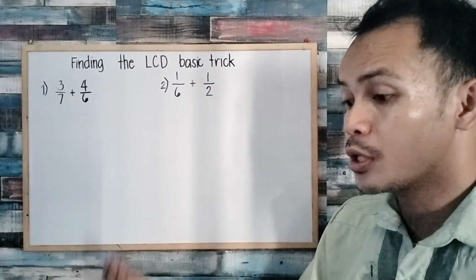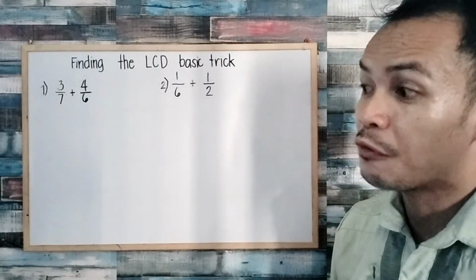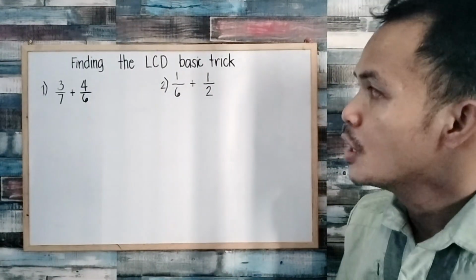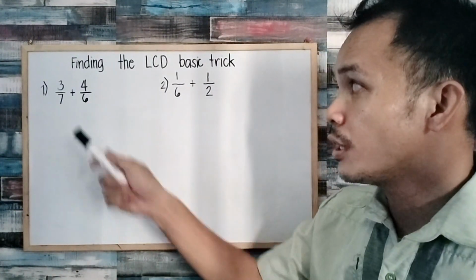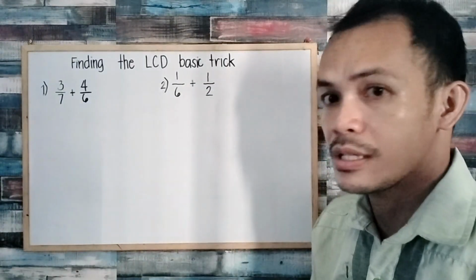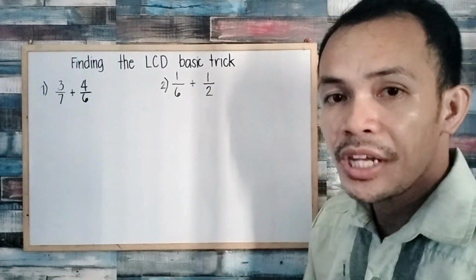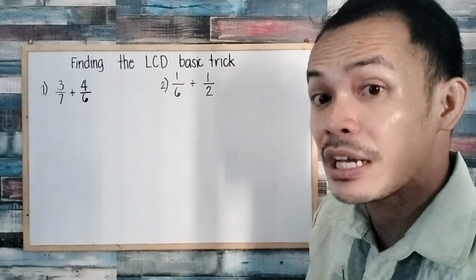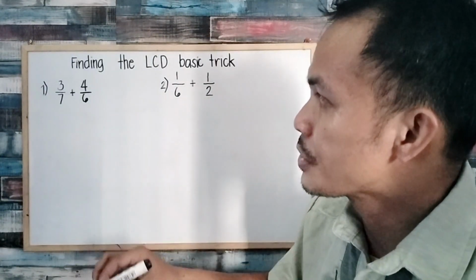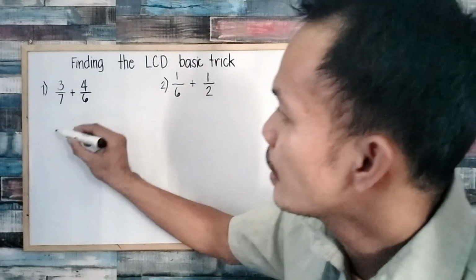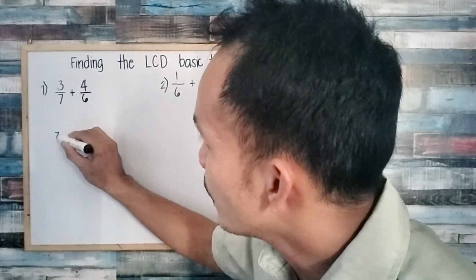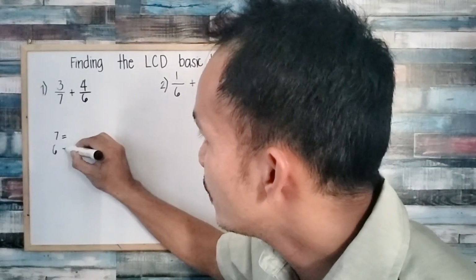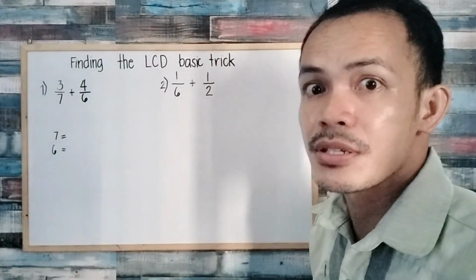All right, I'm going to show you first how to find the LCD using the long method, or the listing method. So let's have number 1, 3 over 7 plus 4 over 6. The denominators of the fractions are 7 and 6. So definitely we're gonna find the multiples of 7 and 6. Using the listing method, we're gonna list down multiples of 7.